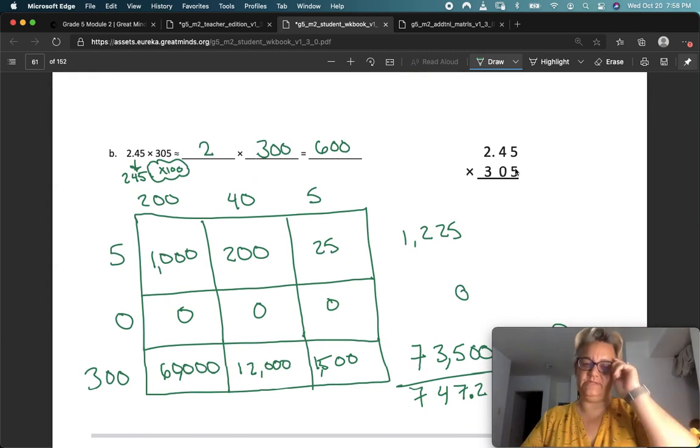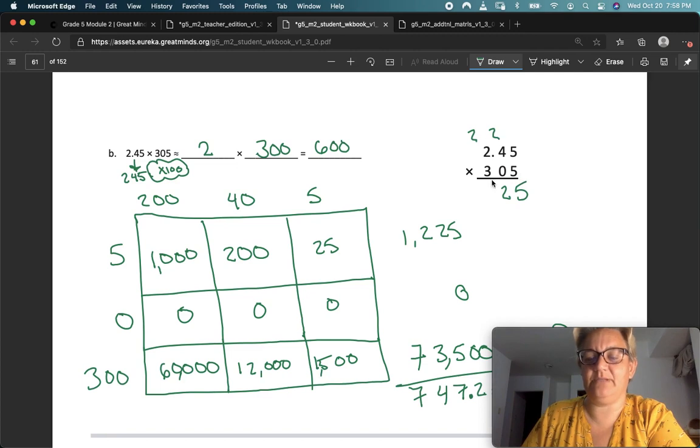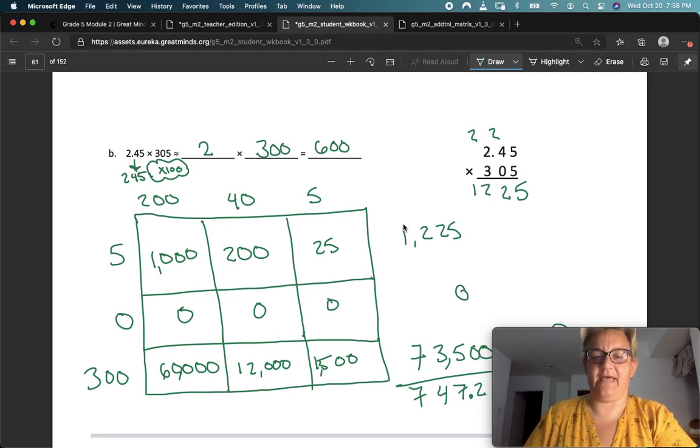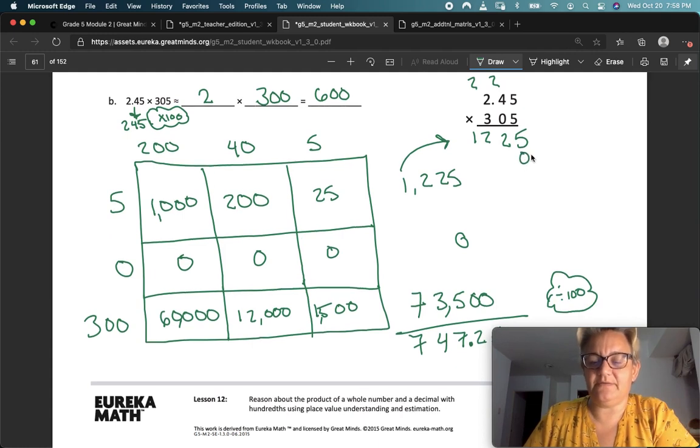All right, let's do the standard algorithm here. 5 times 5 is 25, carry the 2. 5 times 4 is 20, plus 2 is 22, carry the 2. 5 times 2 is 10, plus 2 is 12. Okay, that looks the same. Then the 0 I'm just going to leave, okay? But I am going to put the 300 in there, so I'm going to go ahead and put 2 zeros right away. You can see those 2 zeros right here.